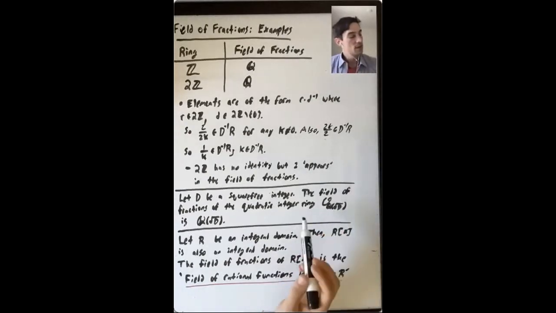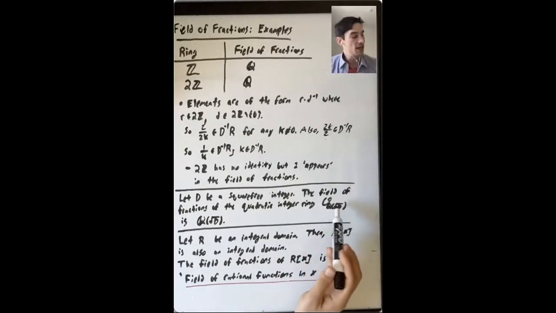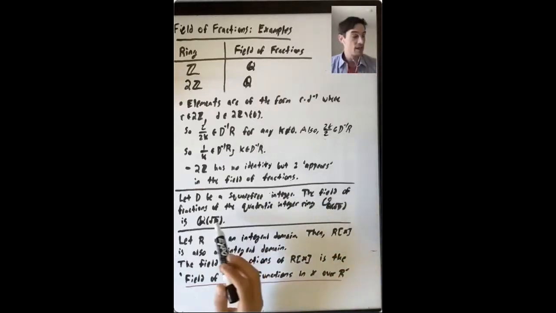But if you start with this quadratic integer ring and you ask what is its field of fractions, you exactly get Q adjoin square root of D. And you'll be able to see why that's true if you think about what is the inverse of an element in Q adjoin square root of D. How do you write it? How do you write the inverse of an element? So this is a good thing to check.